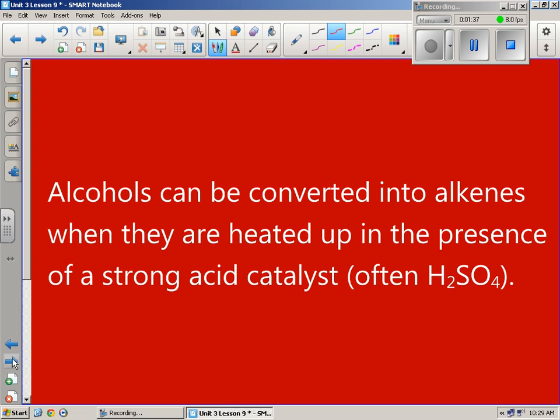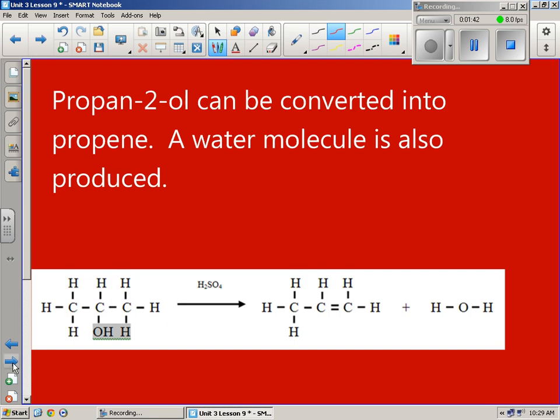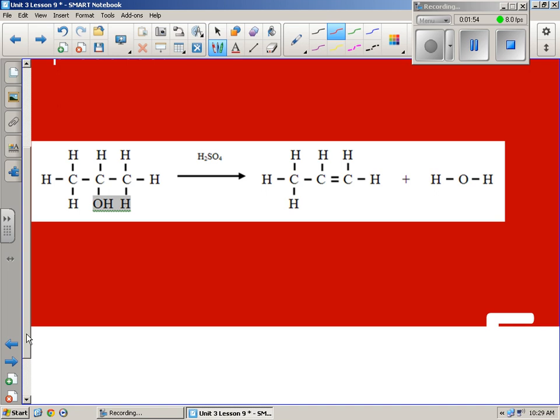This one here says we often need a strong acid catalyst like sulfuric acid. So propan-2-ol can be converted into propene. A water molecule is also produced. Here we see the complete structural diagram of propan-2-ol. Here's my CH3, my CH with my OH, propan-2, and then a CH3 here. This OH is going to come off, and this H beside it will come off. So these two things will make your water.